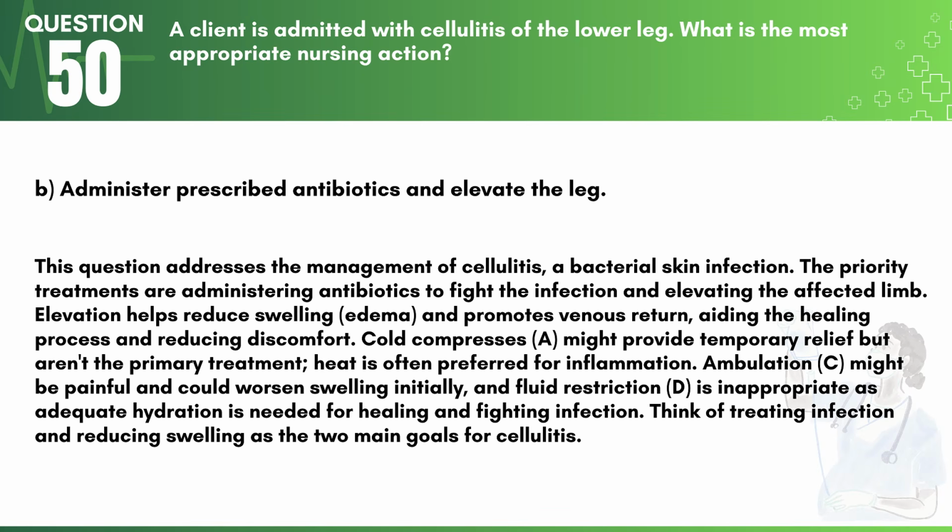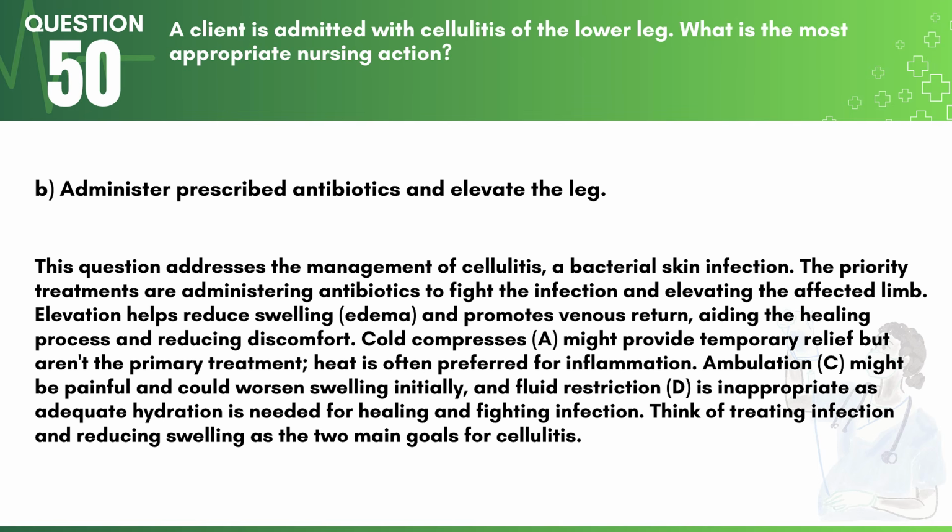Answer: B, administer prescribed antibiotics and elevate the leg. This question addresses the management of cellulitis, a bacterial skin infection. The priority treatments are administering antibiotics to fight the infection and elevating the affected limb. Elevation helps reduce swelling, edema, and promotes venous return, aiding the healing process and reducing discomfort.